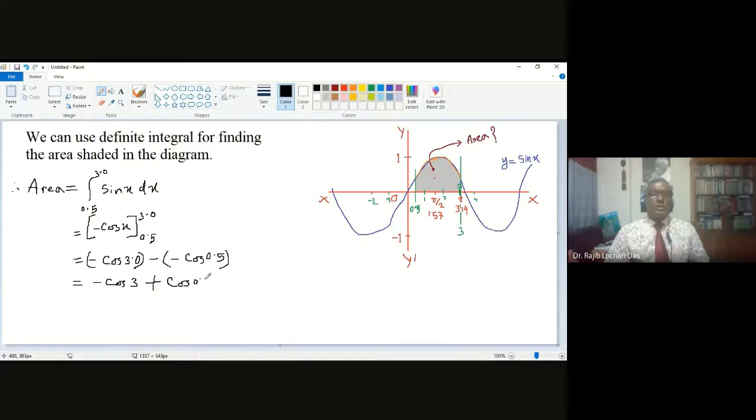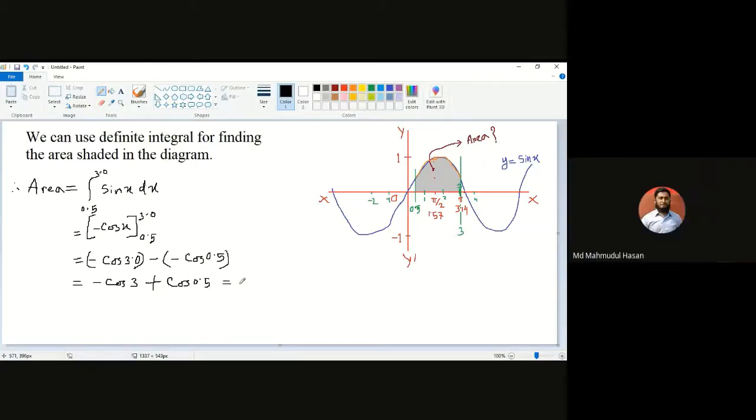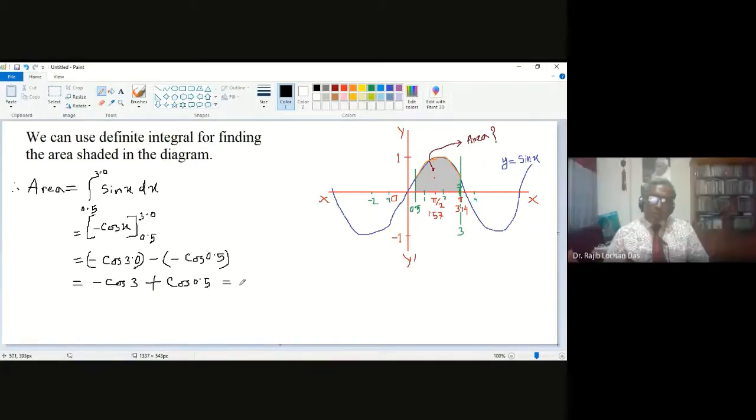So what is the answer? You can use your calculator and the answer will come. What answer comes? 1.8... 1.86. Is it 1.83 or 1.86? 6.